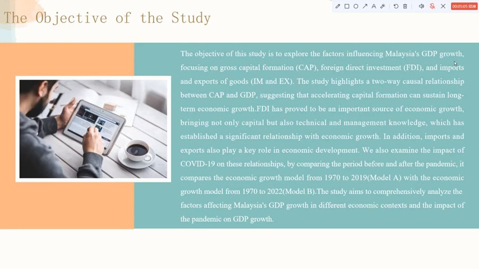In addition, imports and exports also play a key role in economic development. We also examine the impact of COVID-19 on these relationships. By comparing the period before and after the pandemic, it compares the economic growth model from 1970 to 2019 with the economic growth model from 1970 to 2022. The study aims to analyze the factors affecting Malaysia's GDP growth in different economic contexts and the impact of the pandemic on GDP growth.